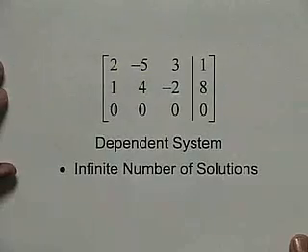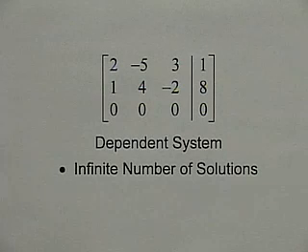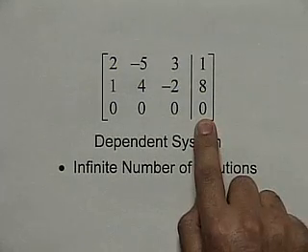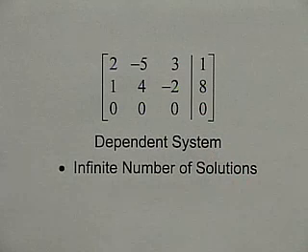Here in this augmented matrix, we have the first row 2, negative 5, 3, 1, then 1, 4, negative 2, 8, and then a row of zeros going all the way across, including the last entry being 0 as well. If this should ever happen, then this will be a dependent system, and what you'll find is an infinite number of solutions, and you can write them as a solution that depends on one of the variables.